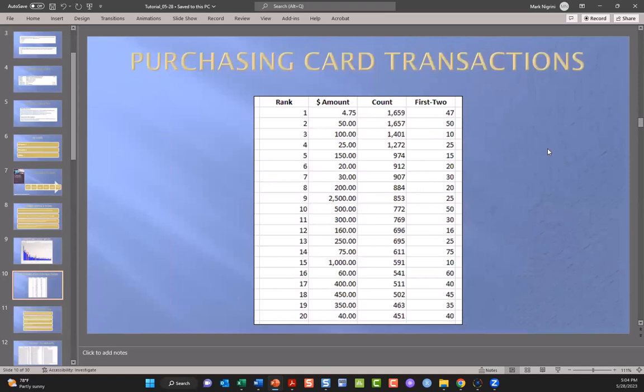This is the number duplication result for the purchasing card transactions. So this is in our book. And we can see here, rank number 1, $4.75 occurred this many times, and the first 2 digits of that amount are 47. These are the number duplications in the purchasing card transactions in the example in the book. These numbers are very odd. You tell me what makes them look odd for purchasing card transactions.